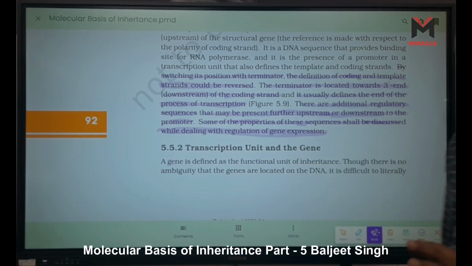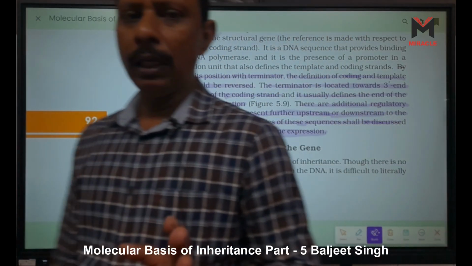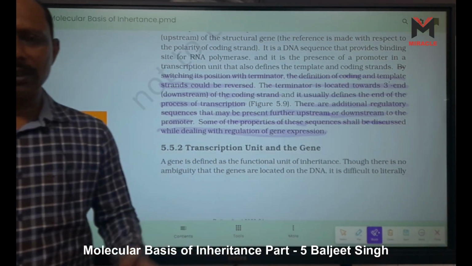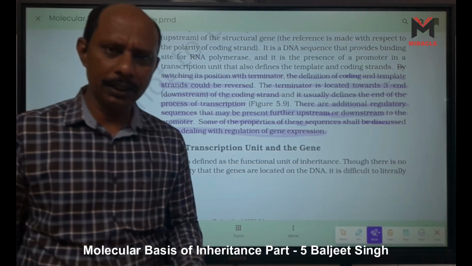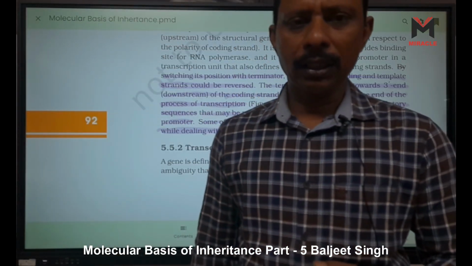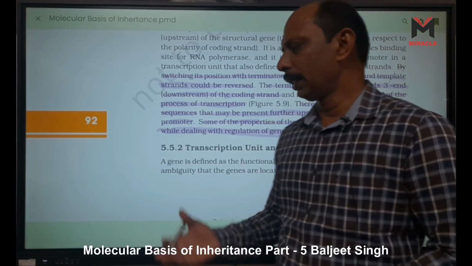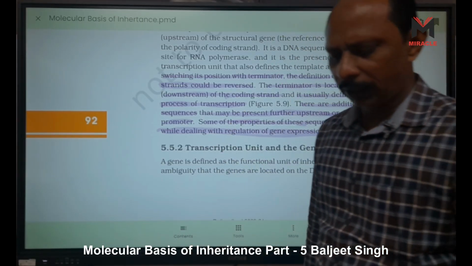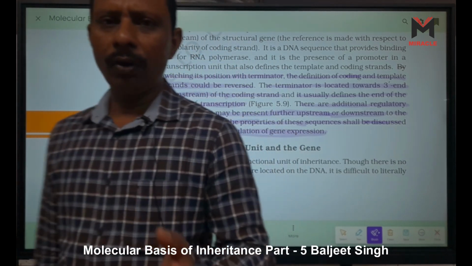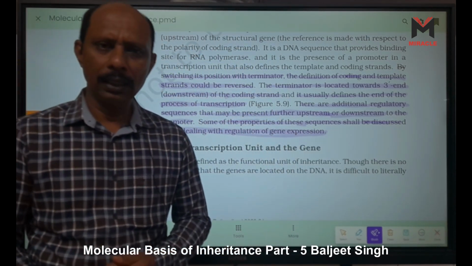So this is our transcription unit. A transcription unit has 3 parts. One is the promoter, another is the structural gene, and the last is the terminator. The promoter is responsible for initiation. The second, the structural gene, is responsible for elongation of the chain. The third is the terminator, for stopping or terminating the process, right?